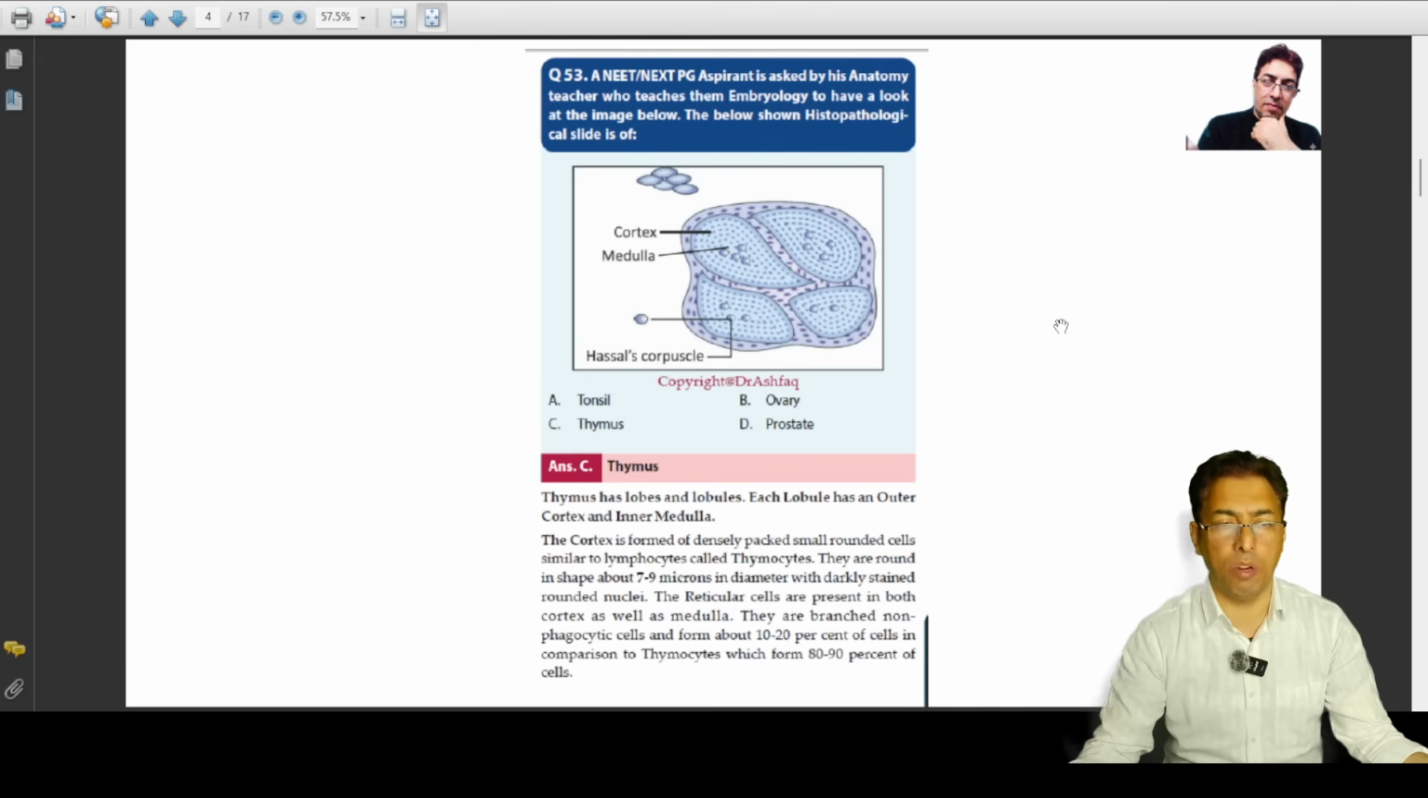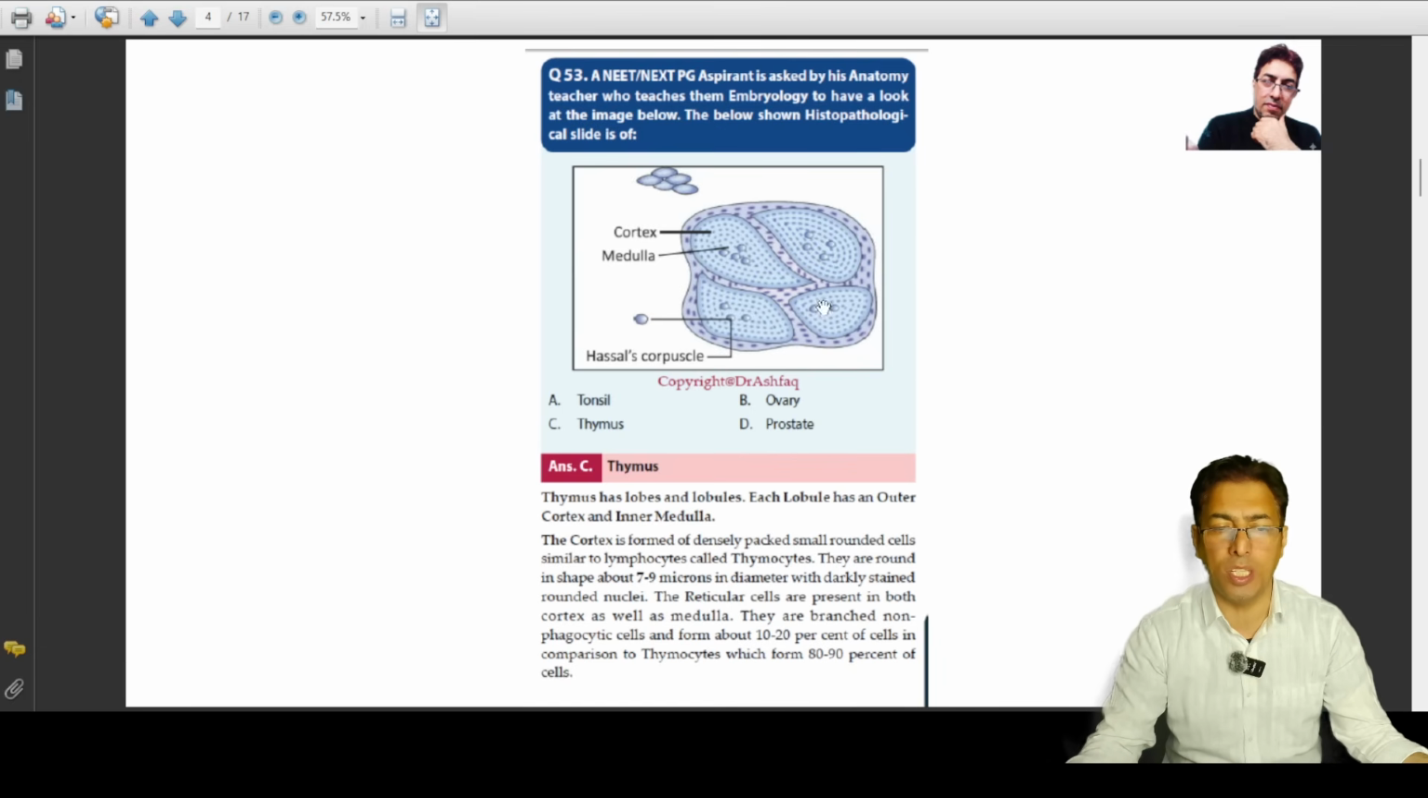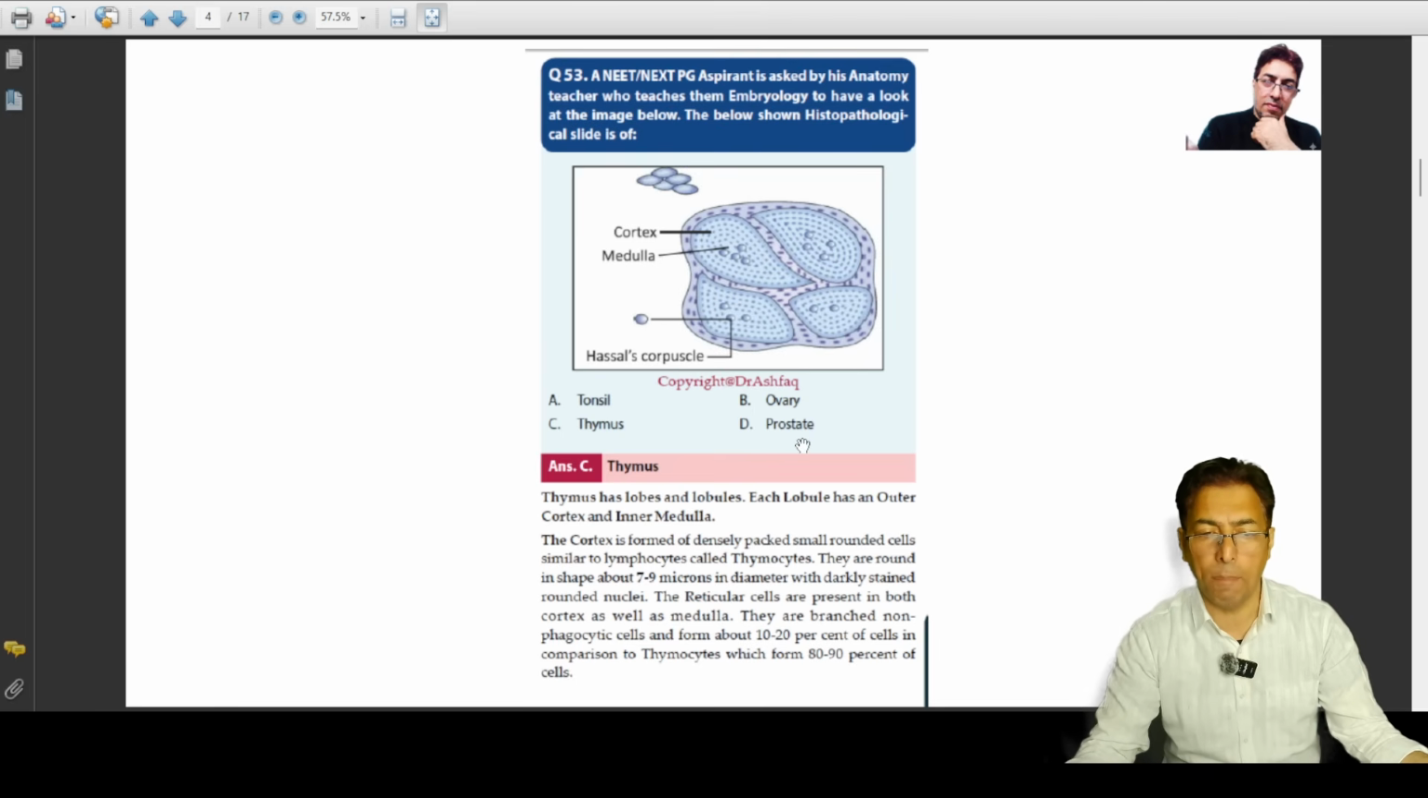Now, a question from microanatomy. A NEET aspirant is asked by his anatomy teacher, who teaches them embryology, to have a look at the image below. The below shows a histopathological slide of. You can see there's something called the cortex, something called the medulla, and there are shown the Hassall's corpuscles. The options mentioned are tonsil, ovary, thymus, prostate.